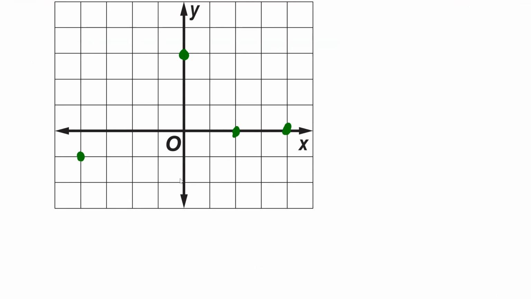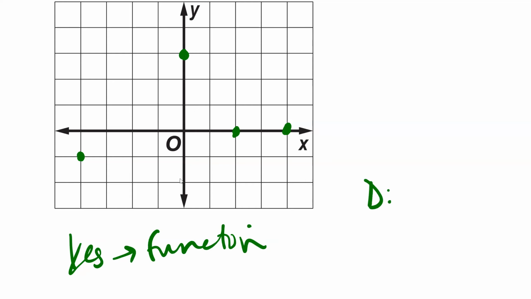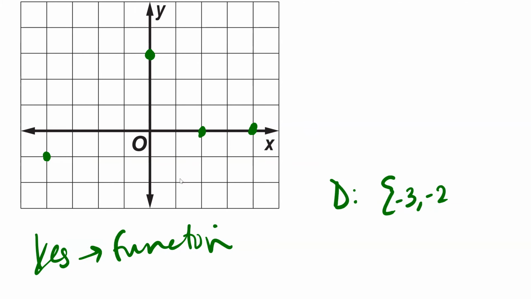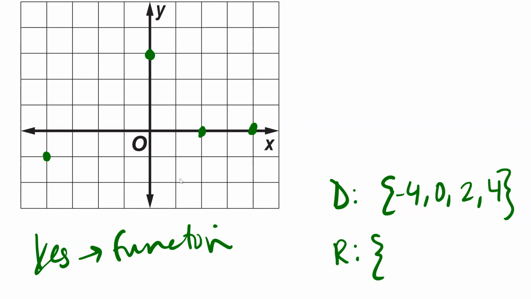Okay, so we drew this, and we see it is a function. So let's list out the domain. Since this is discrete, with specific points, we just want to list out the domain and range. My domain is going to be -4, 0, 2, and 4. And then my range is just the y values associated with it. So it'd be -1, 0, 3. Notice I only put 0 once.